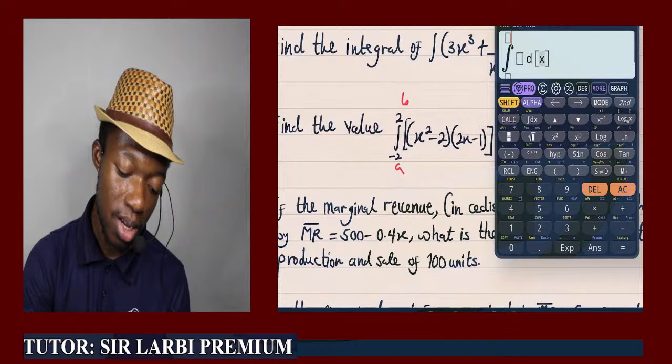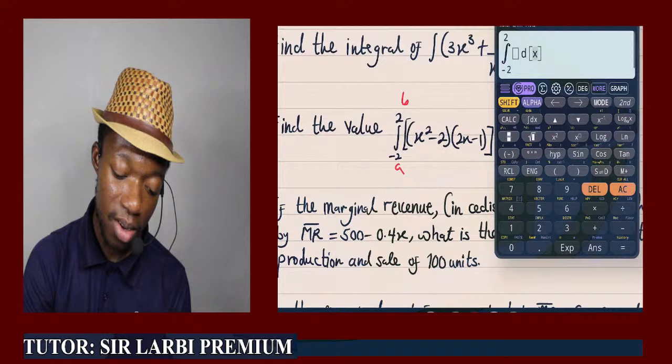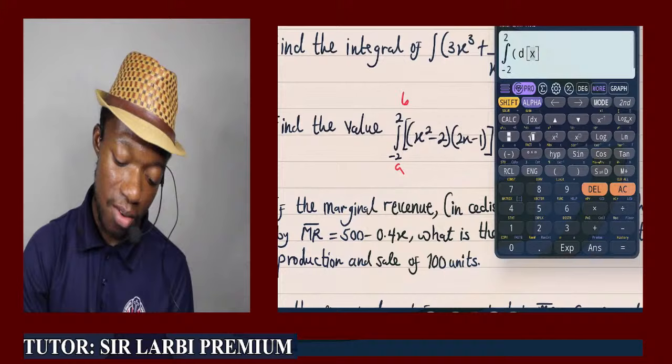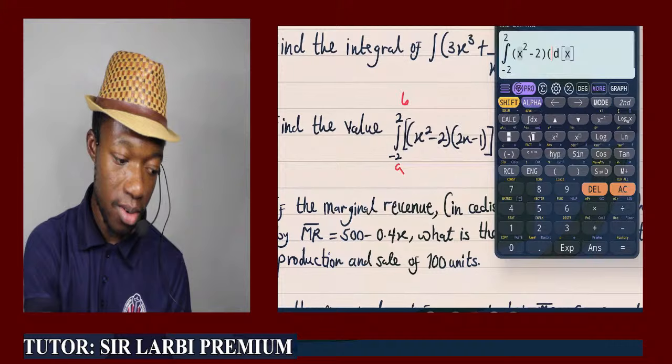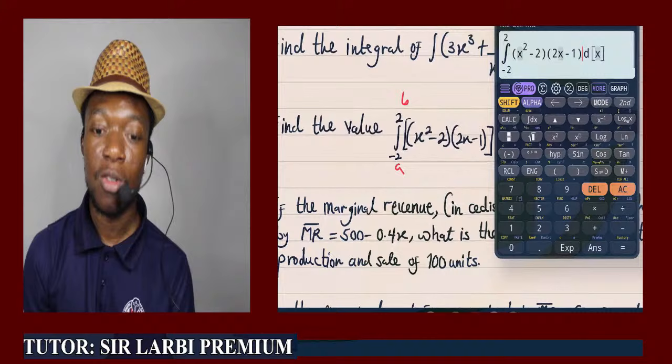So here the upper box is the upper limit. So we have 2, then the lower one is the lower limit, which is negative 2. So once you have that, this box that comes after the elongated X is also the functional area. So you just have to key in your function. So we have alpha X square minus 2. Then we have 2 alpha x minus 1, bracket close. So once you are done, just press the equal to sign, you get your answer.